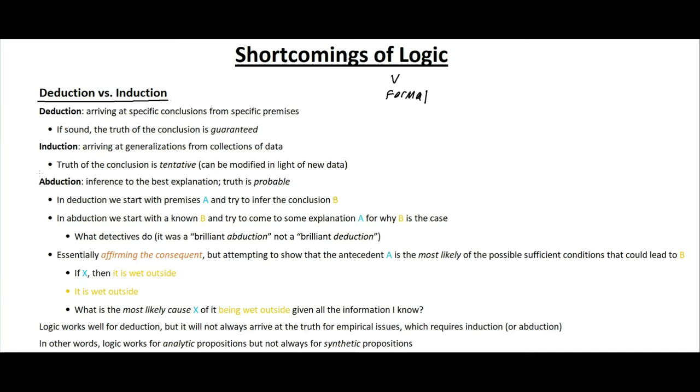But I've also added in here the concept of abduction, which is another common way of thinking about logic. And so deduction is what we've been talking about with formal logic. Deduction is arriving at specific conclusions from specific premises. So you have premise one, your major premise, premise two, your minor premise, and then you draw a conclusion from that. And so with this, if it's a valid syllogism, then the conclusion is guaranteed. And if it's sound, then we would say the truth of the conclusion is guaranteed. Because once again, it's that difference between valid and sound. Valid just means that the conclusion is guaranteed to follow from the premises, but we wouldn't say that it's true, like in the real world, unless it is also sound.